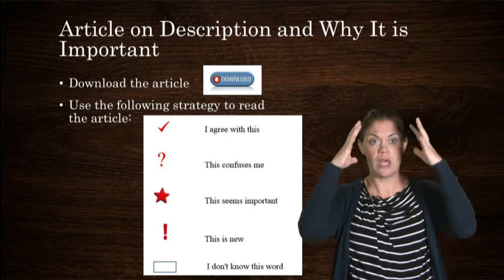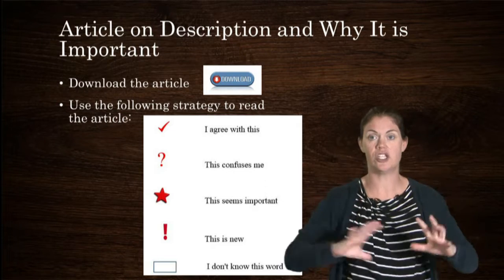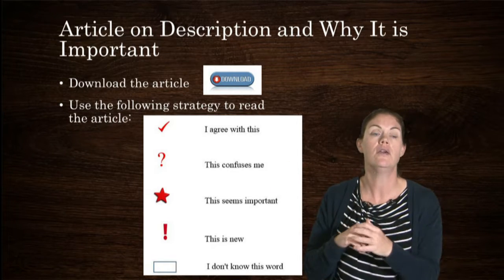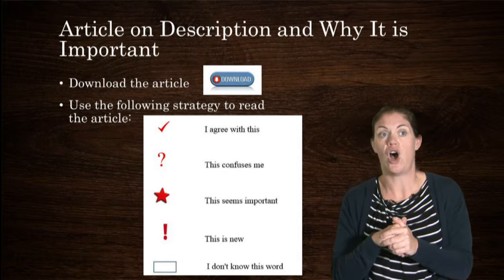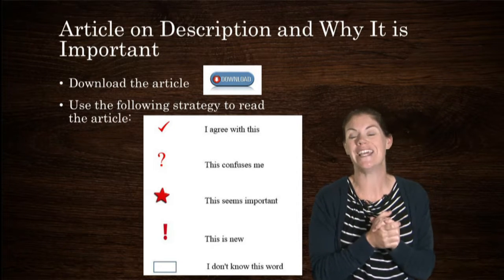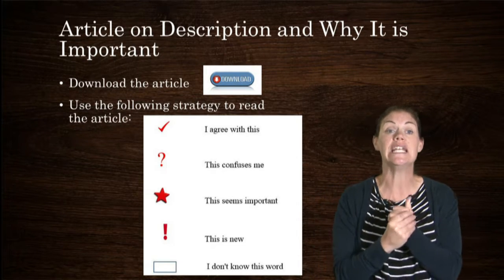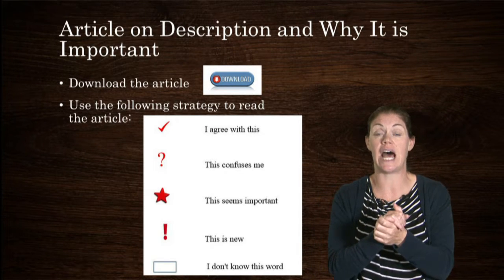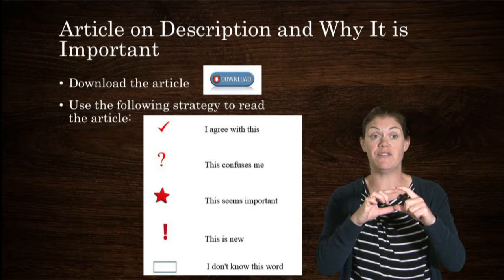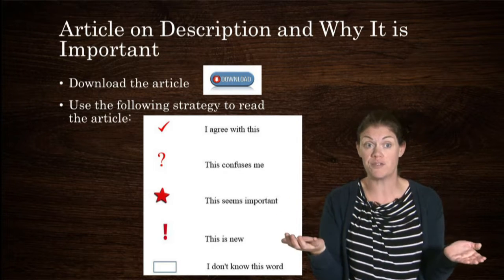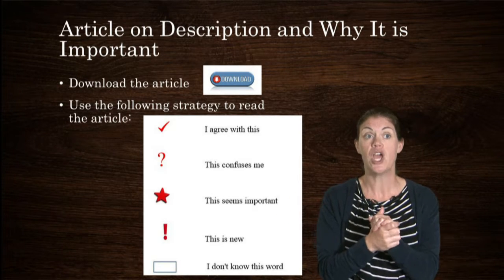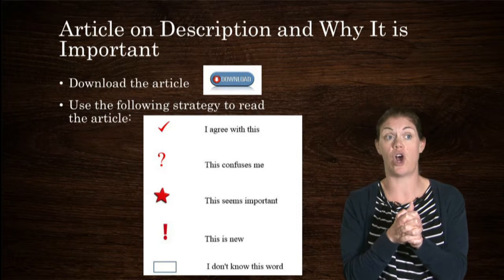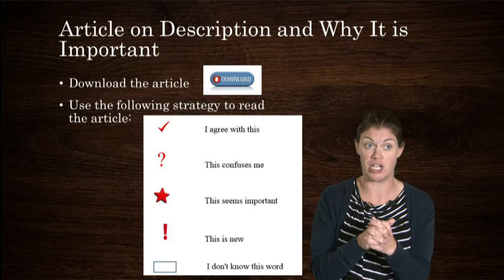So just to get your brains into English mode and away from developing a website mode, okay, we're going to read an article on description and why it's important. In the English Moodle shell, you will find in the assignment, I believe it's called Descriptive Paragraph Rough Draft, I've opened it up. You should see a download button where you should download an article about description.